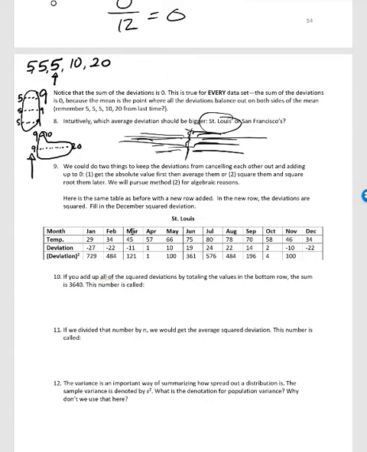Now, we could do two things to try to keep these deviations from canceling each other out. One, we could take the absolute value of everything first, which means instead of -4, let's make this +4. Instead of -4, we'll say it's +4. And just make all the negatives into positives. We could do that, theoretically. Or we could square all those negatives and then later take the square root to undo that, because when you square a negative number, it becomes positive. Then you take the square root of that and now it's positive.